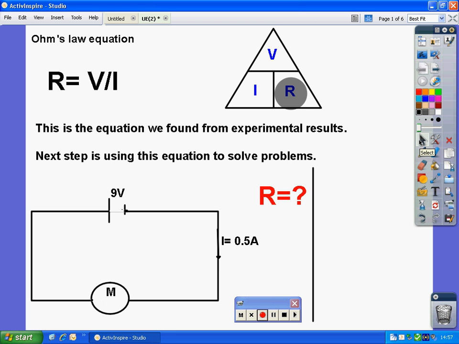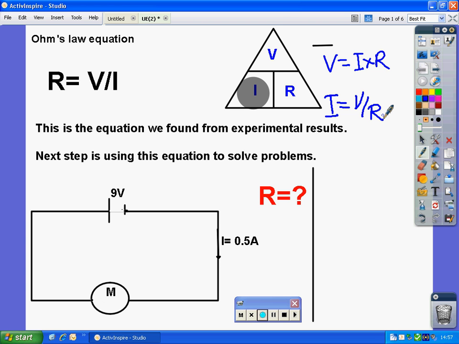However, if the question required you to find the voltage, then it would be thumb over V, leaving I beside R, which means V equals I times R. If you put your thumb over I, you're left with V over R. So I equals V divided by R.